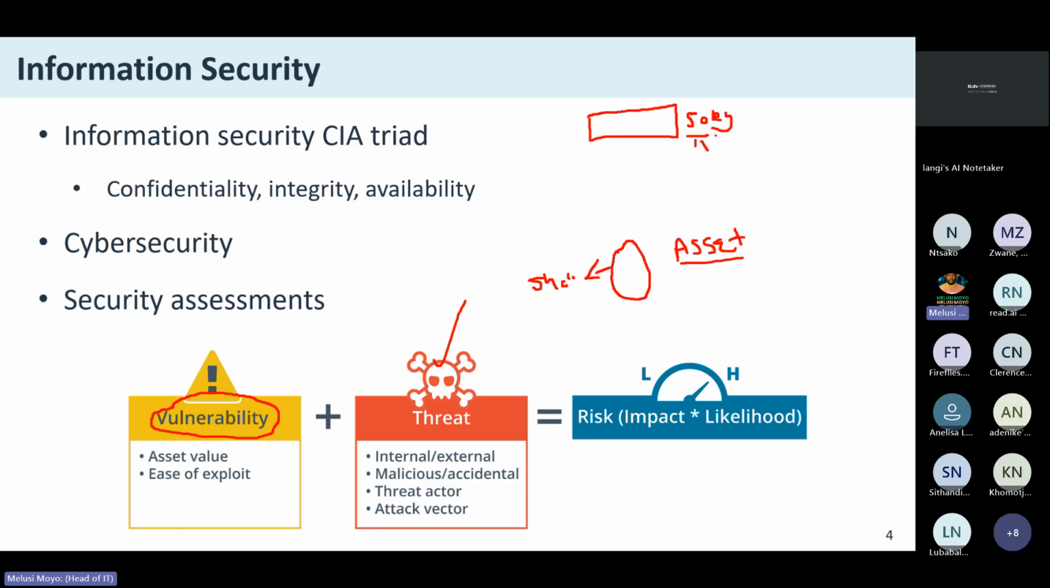Why do we call this a thread? It's right on top of the egg. So this is a heavy metal. It's on top of our asset. So as an organization, we need to protect our asset. So this is our asset.